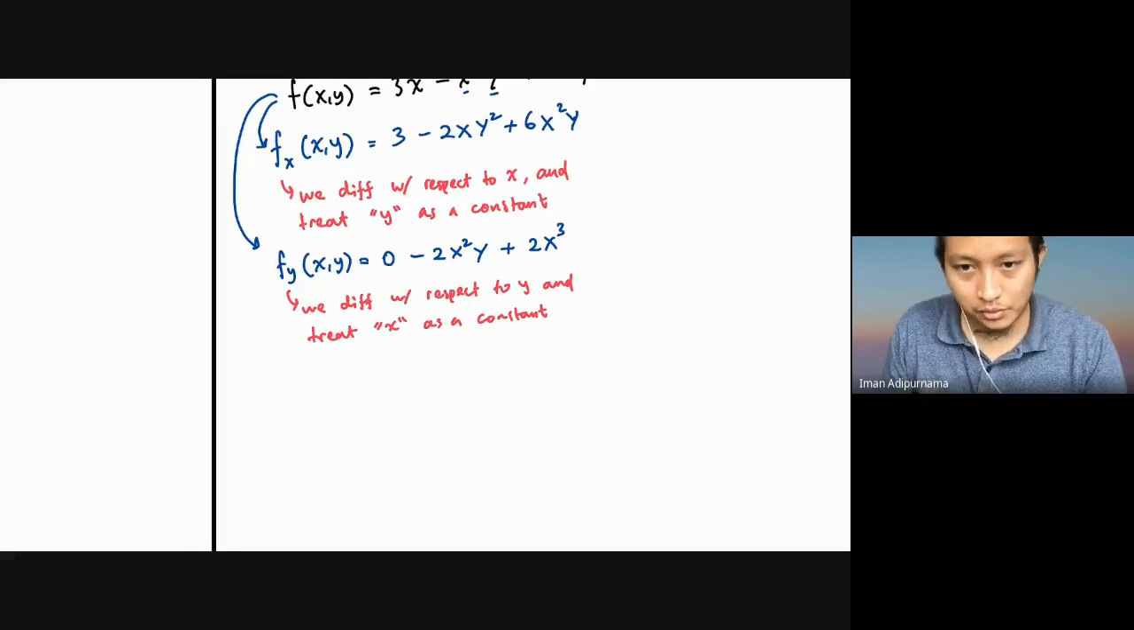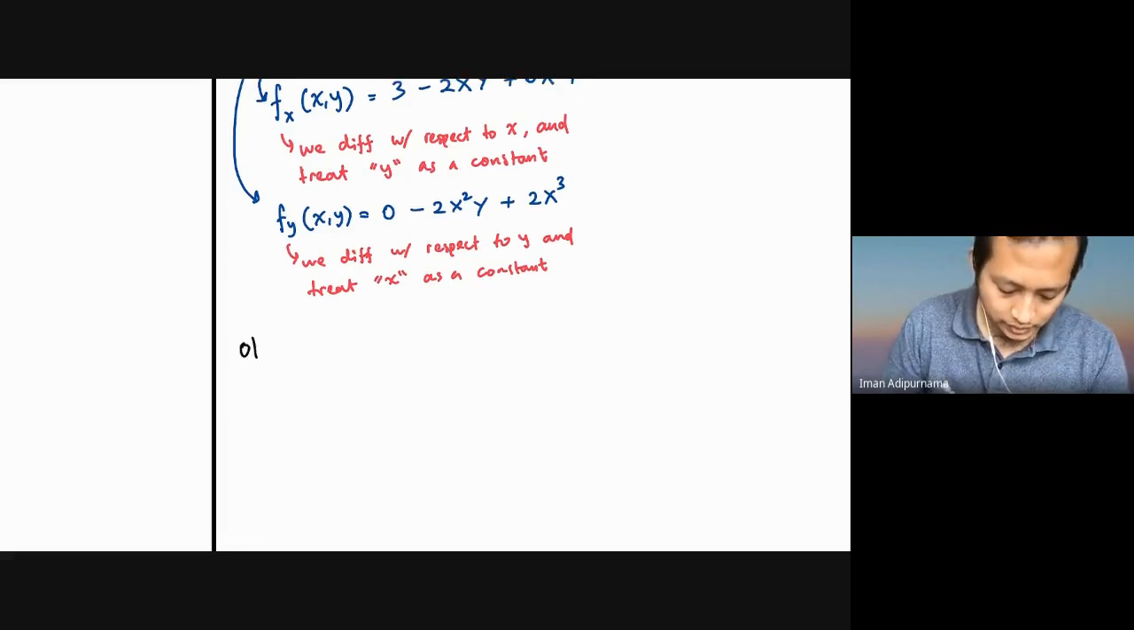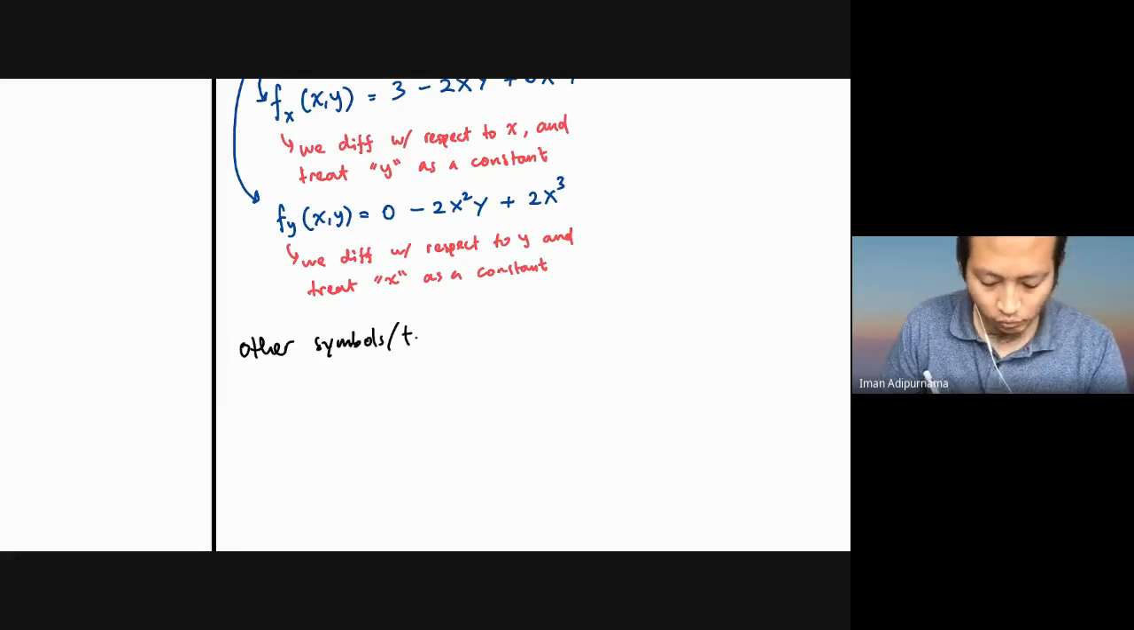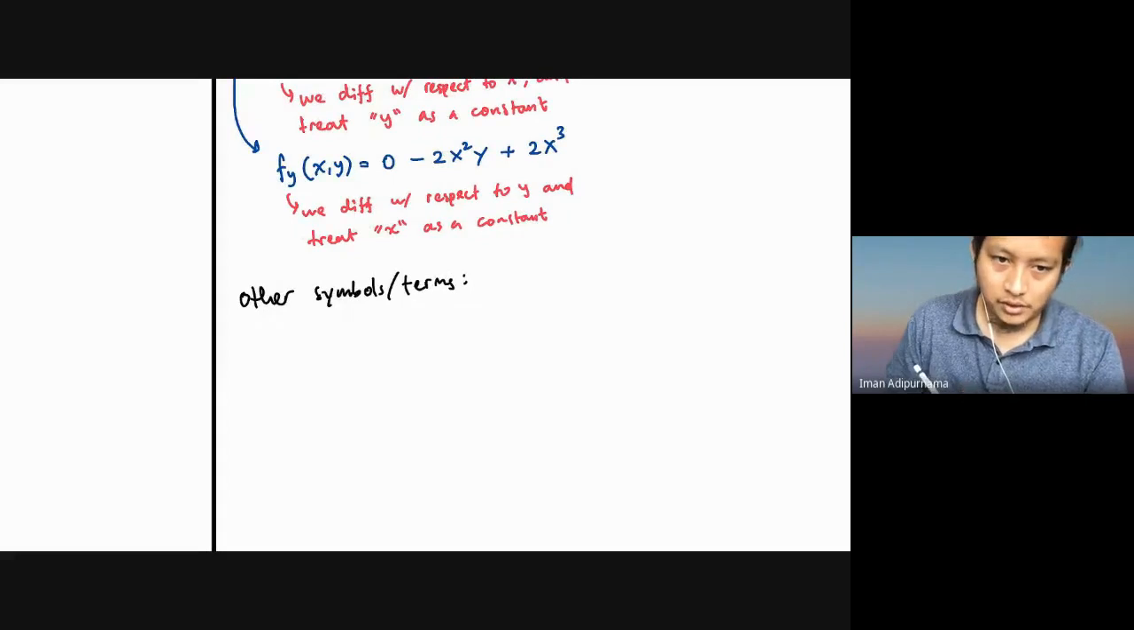There are several terms that you can choose. Okay. This is the first way we write the partial derivatives. Other symbols or terms that we can also use, okay, we can use, like this, the Leibniz notation.